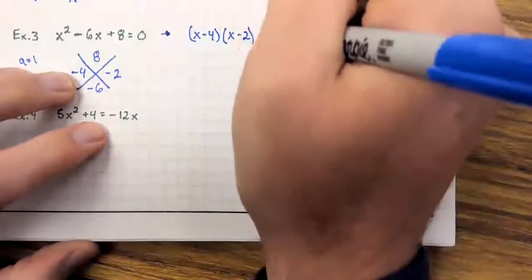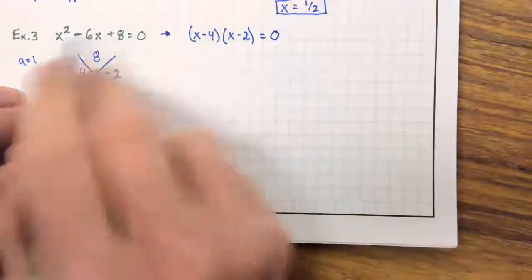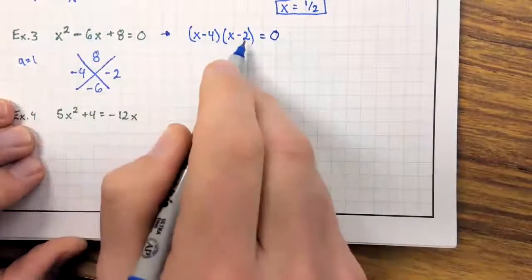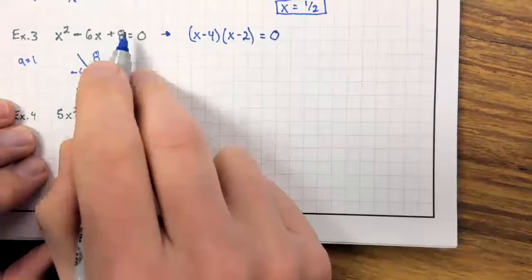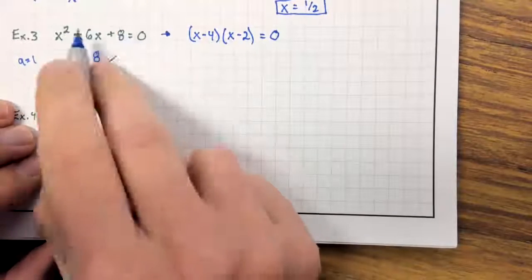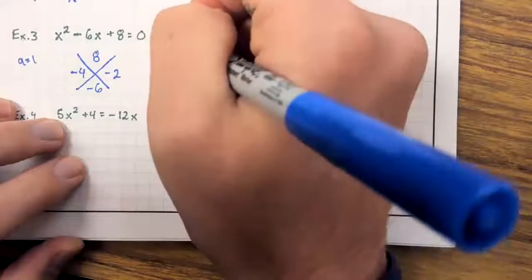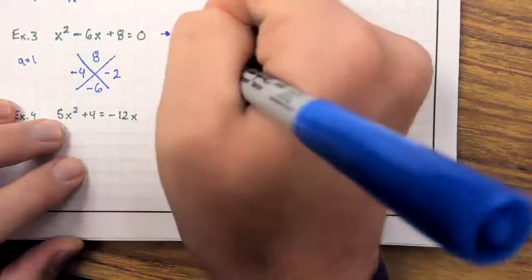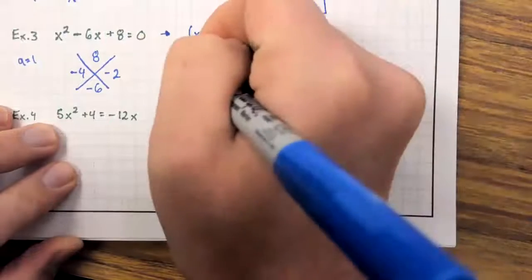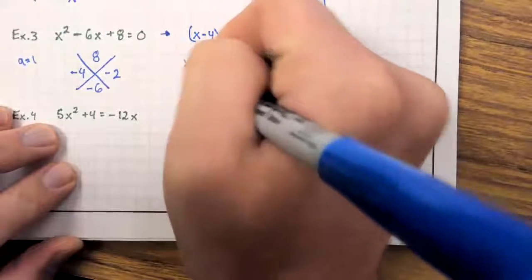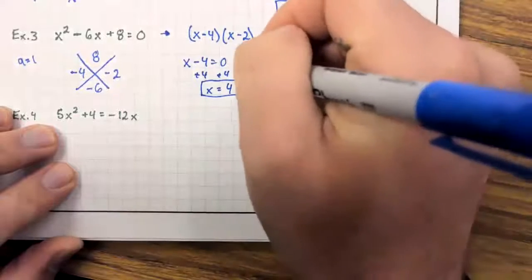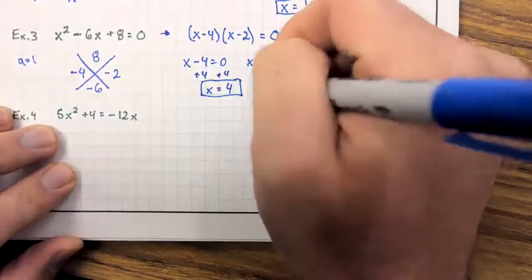So this should make sense here. X times x is x squared. Negative 4 minus 2 is negative 6. Negative 4 times negative 2 is positive 8. So just by multiplying these binomials, you will get back to your original equation. Now that we have our factors, you would just set them equal to 0 and solve. So we have two solutions here. X is equal to 4 and x is equal to 2.